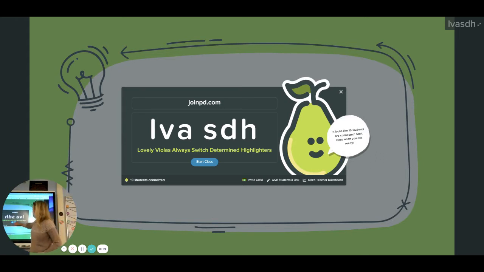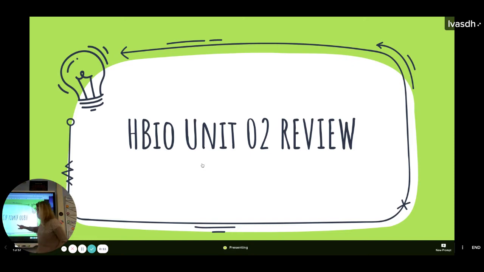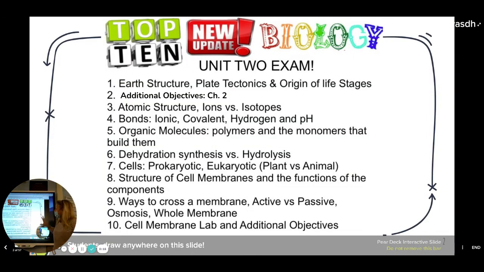So I'm going to get us going here, start the class, and go here to our top 10 items that we need to know for Unit 2. So just take a minute to review those items. See if there are things maybe you feel strong about. You can star them. Feel a little weak, maybe you highlight them, whatever you want to do.